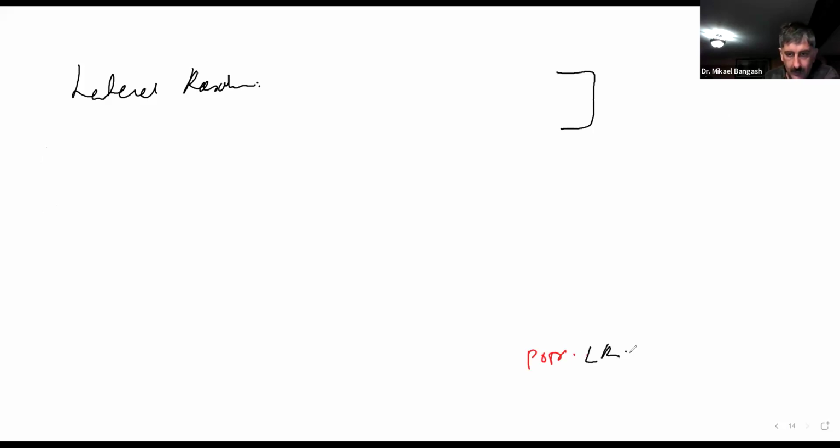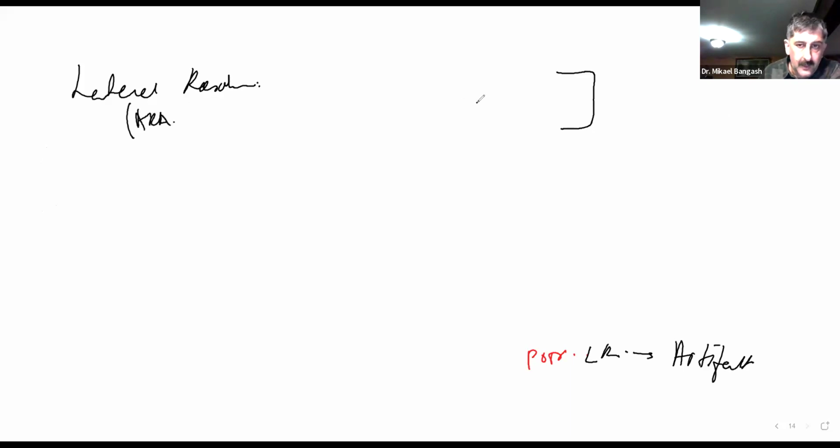Now, guys, your lateral resolution. Again, what we can say is that poor lateral resolution, of course, will still lead to an artifact. Now, guys, my first question again is going to be, what are the causes of a lateral resolution?